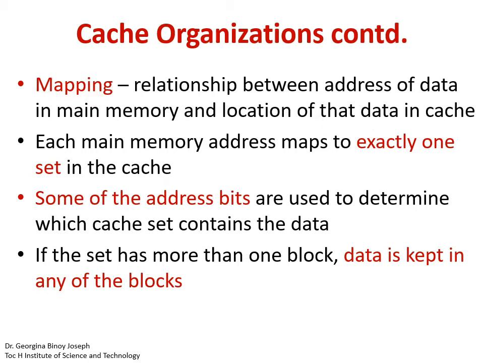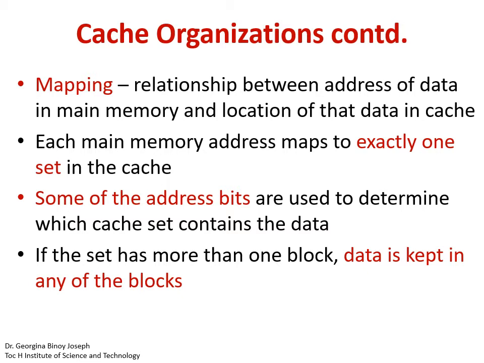Now a very important thing we have to remember is that each main memory address maps to exactly one set in the cache. We said that the cache is organized into a number of sets, but there is a unique mapping between a particular main memory address and the sets in the cache. That is, one main memory address can go to only one of the sets. That is, there's a unique mapping over there.